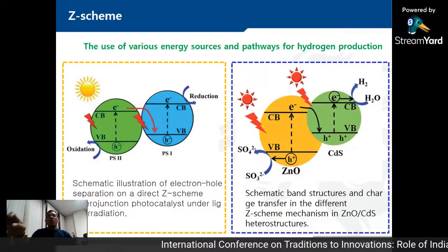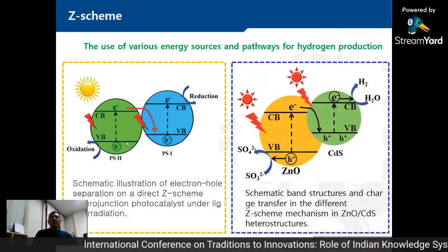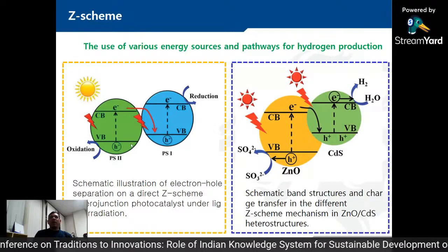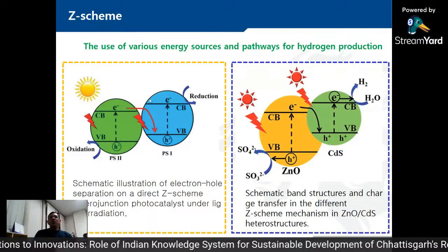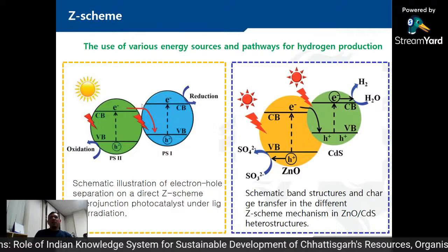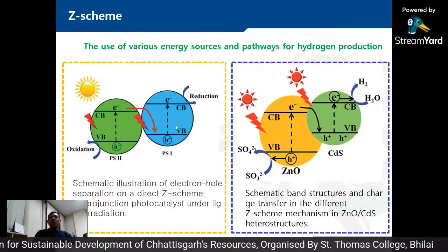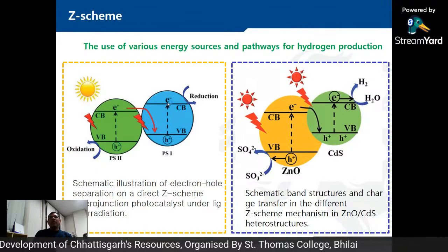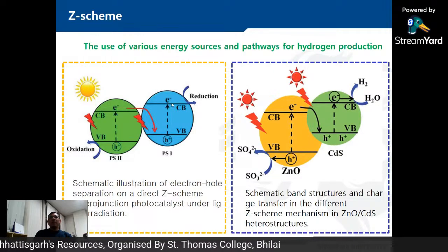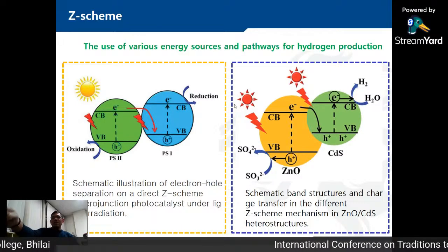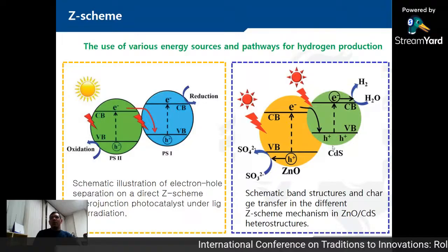In this one, you can see the charge generated from the semiconductor moves to the conduction band of semiconductor 1, and then it further moves to the valence band, conduction band, and then reduction happens. So this is zinc oxide and cadmium sulfide which are used.